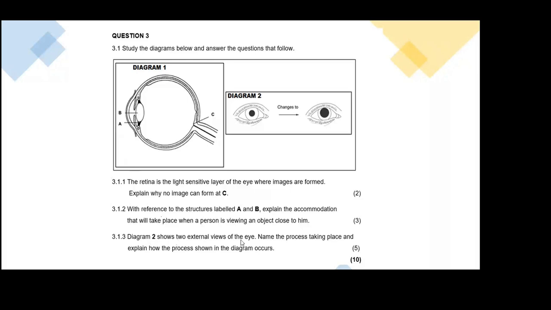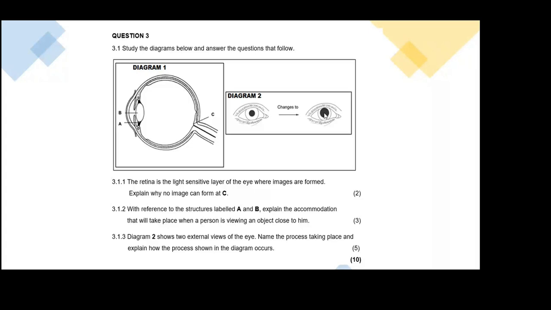3.1.3 was you had to name the process taking place in diagram two. I said you have to look at what's happening in diagram two. You're looking at the pupil. How do I know it's the pupil? It's the dark part of the eye. And the pupil is getting bigger. So it's dilating. And because the pupil is dilating, we are looking at the mechanism called the pupillary mechanism.